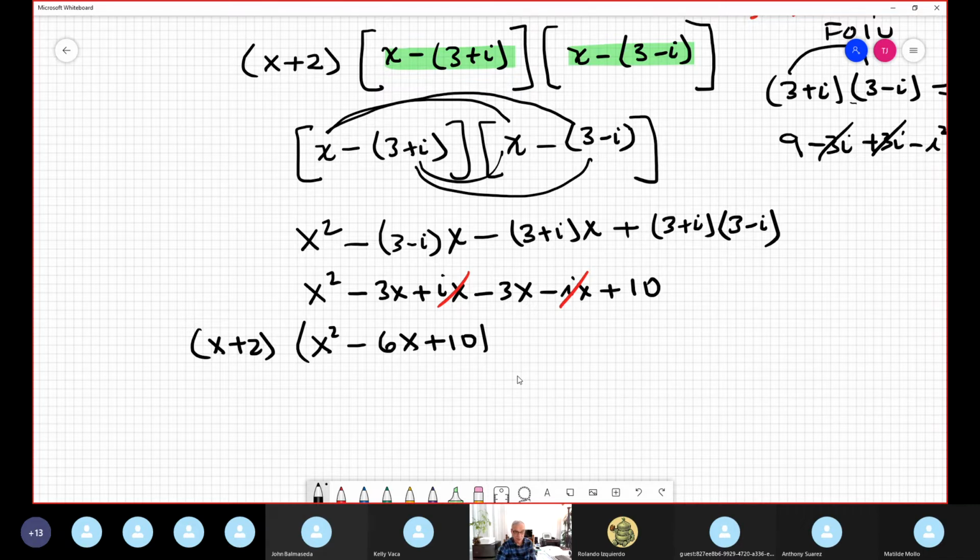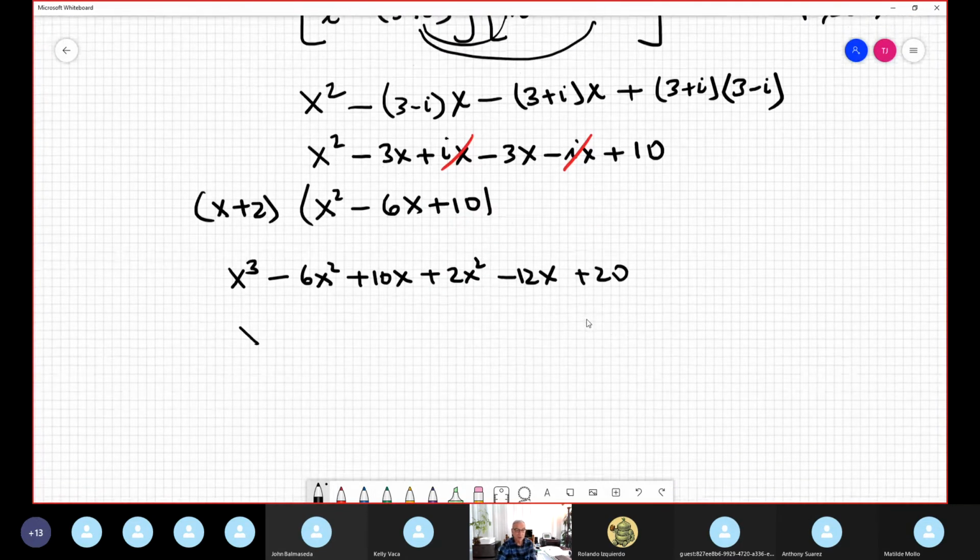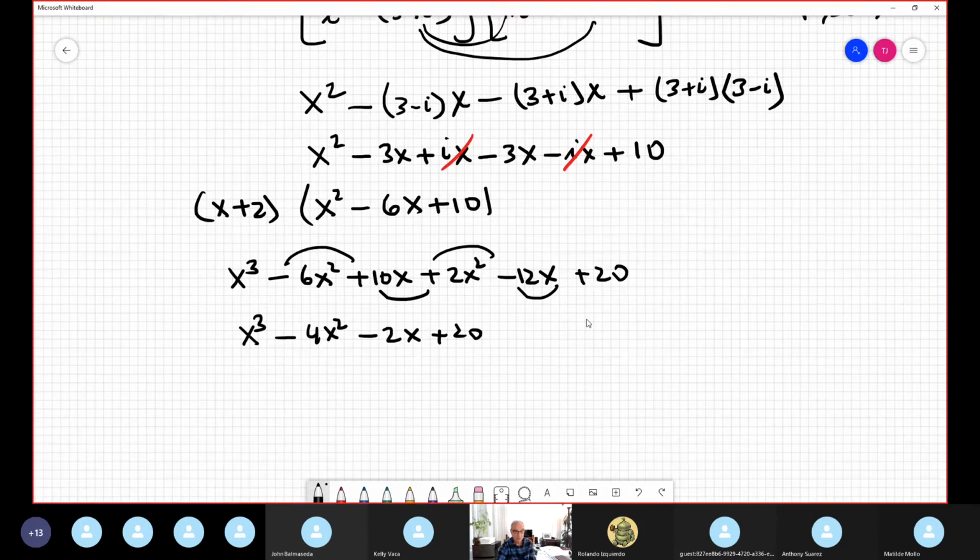FOIL, or multiply in different stages. x cubed. This time this is minus 6x squared. And this time this is plus 10x. And this is plus 2x squared. This is minus 12x. And this is 20. And we combine like terms, and that's it. x cubed, this and this together is minus 4x squared, and this is minus 2x, plus 20. Final answer. This is our famous polynomial that satisfies this condition.